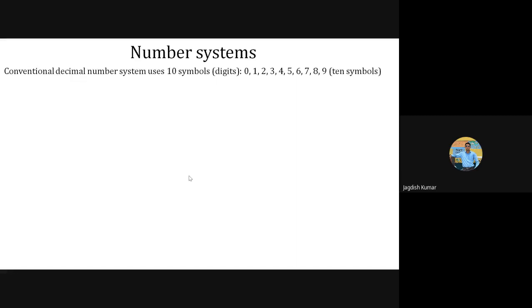Fine. And in any number system, we call the number of different symbols in the number system the radix or base. So our conventional decimal number system has a base 10, or radix as we call it. The radix of our conventional number system is 10. The usage of this will be clear shortly.